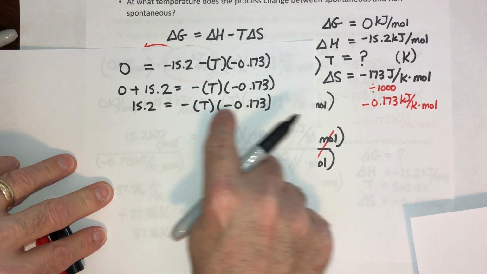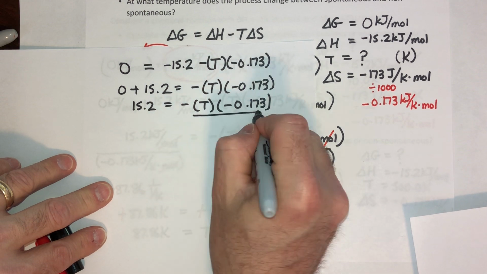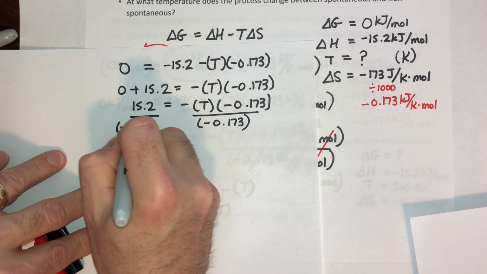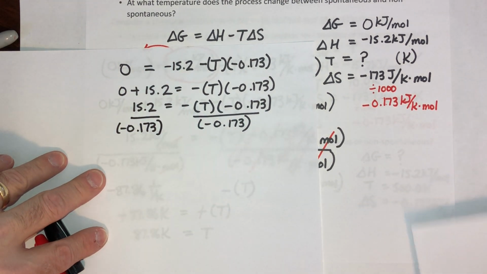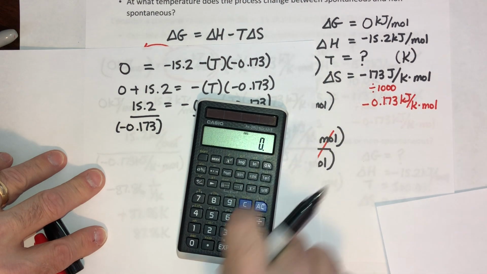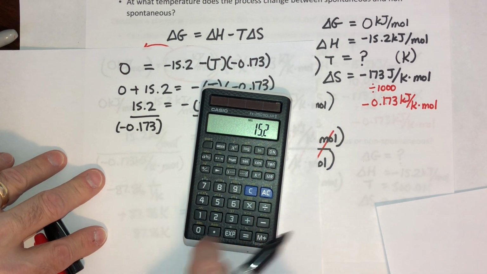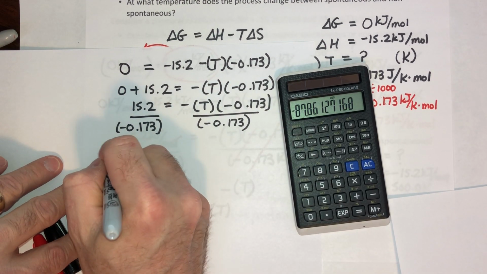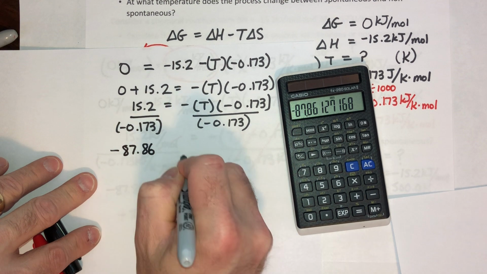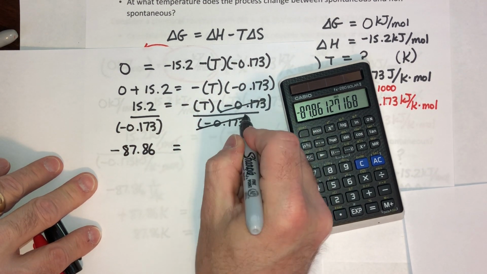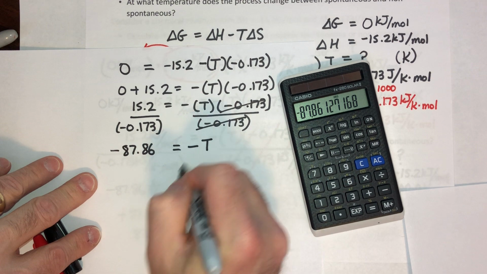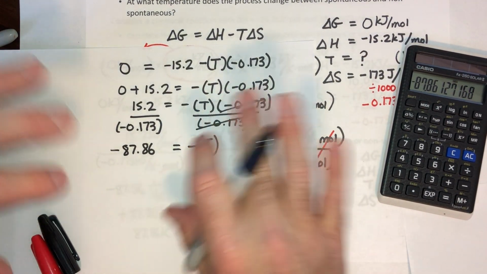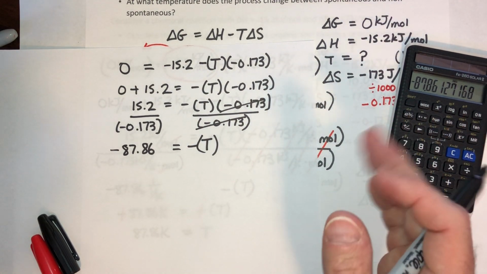And now if these two are multiplied, you get rid of it by dividing. So divide by the negative 0.173, divide by the negative 0.173. So if we pull out our calculator again, 15.2 divided by 0.173 negative, again gives me a minus 87.86. This cancels out with this, and it leaves me with minus temperature. Right? Now it looks more like a math problem. There's less units kind of floating around. It makes it look less complicated.